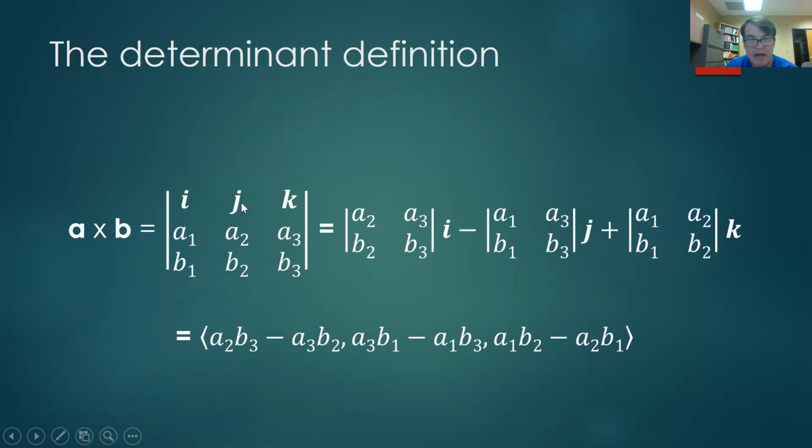Same thing with the J. If I take the J and I cross out the column and row that J's in, I'm left with A1, B1, A3, B3. Look, it's right there. And if I do the same with the K, and I cross out the K row and column, A1, B1, A2, B2. So that's how this determinant works.